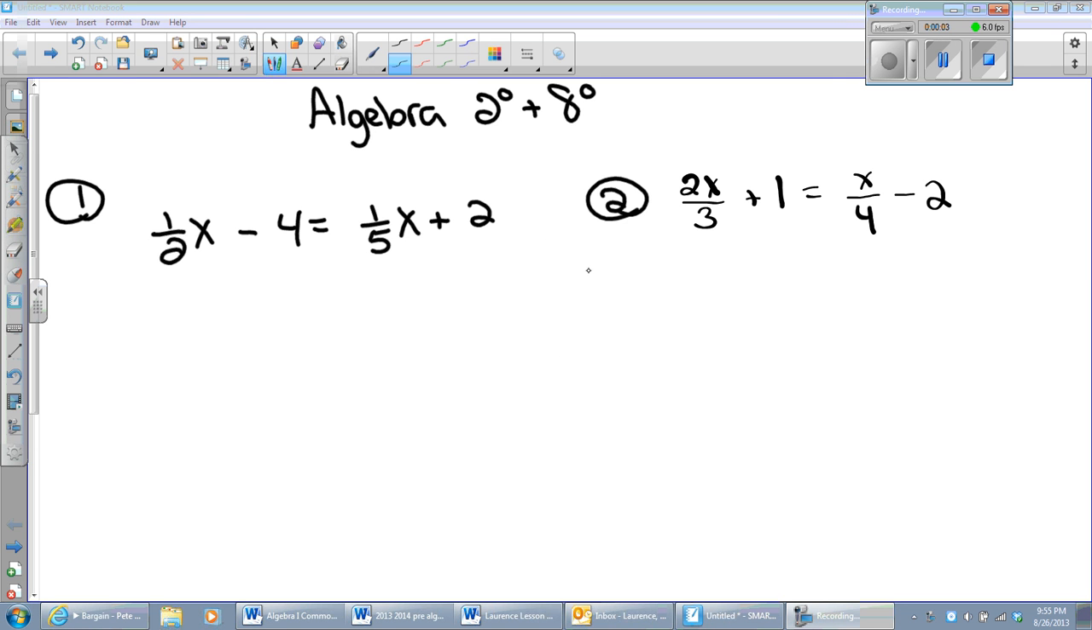Algebra students, Mr. Lawrence here, and I know some of you are still struggling with these fraction type problems. I'm putting together a video to help you out. Look, you've got to understand, fractions are no big deal. Come on in, I'll work with you on them. Okay, I'll show you how to handle them.